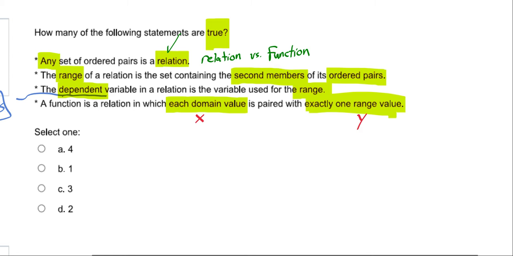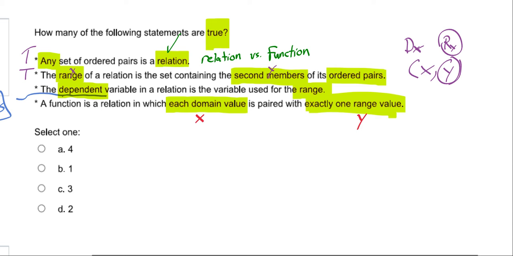Maybe I'll do a different color so I can keep track. True. The range of a relation is the set containing the second members of its ordered pairs. So remember, ordered pairs always go x and then y. The second members are the y values. Domain describes x, range describes y. So range is y, range is the second bit. Looks good. So the range is everywhere we can expect to find the y values, how far up and how far down, which we usually describe by the highest and the lowest.